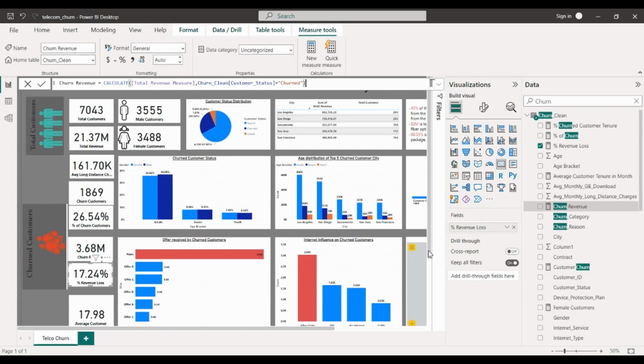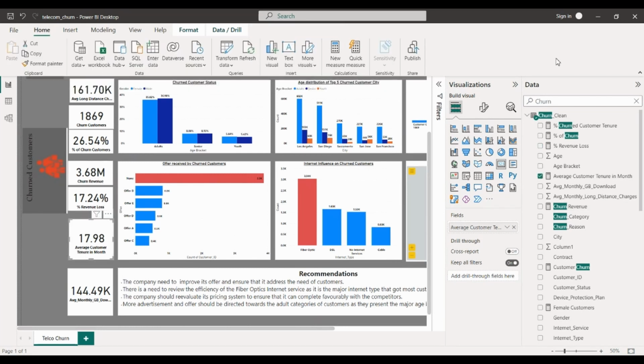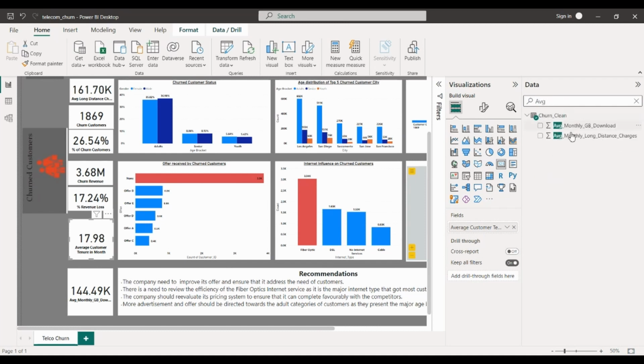And then the last important one is average customer tenure in months. In average customer tenure in months, I used this field. Now I will tell how I calculate this.